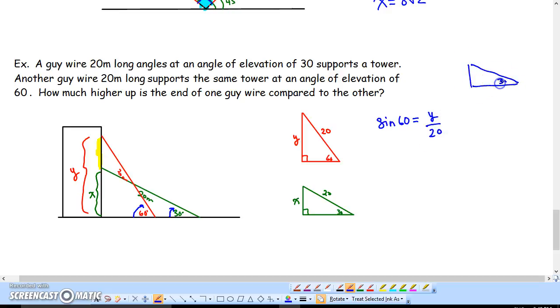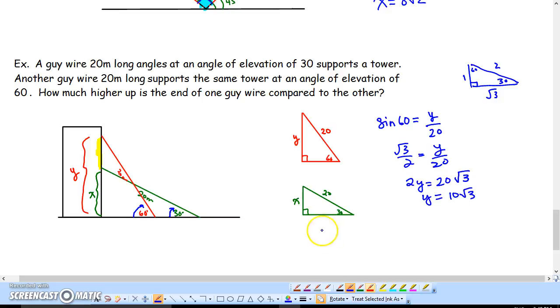Let's draw it quickly. There's my 30. 1, 2, root 3. Sine 60 is, there's my 60, opposite over hypotenuse. That's root 3 over 2, which is y over 20. Cross multiplying, we get 2y equals 20 root 3. Divide both sides by 2. We get 10 root 3. That is the height of y.